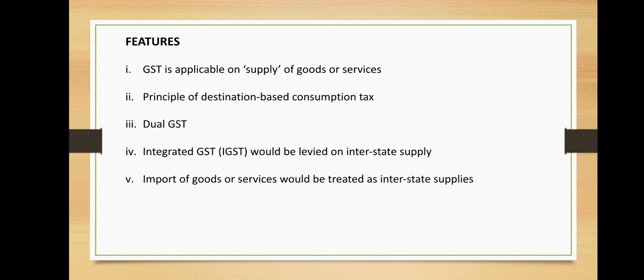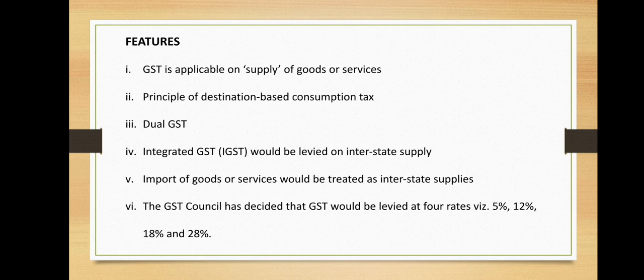Import of goods or services would be treated as interstate supplies and would be subject to IGST in addition to the applicable custom duties. CGST, SGST, and IGST would be levied at rates to be mutually agreed upon by the center and the states. The rate would be notified on the recommendation of the GST Council.